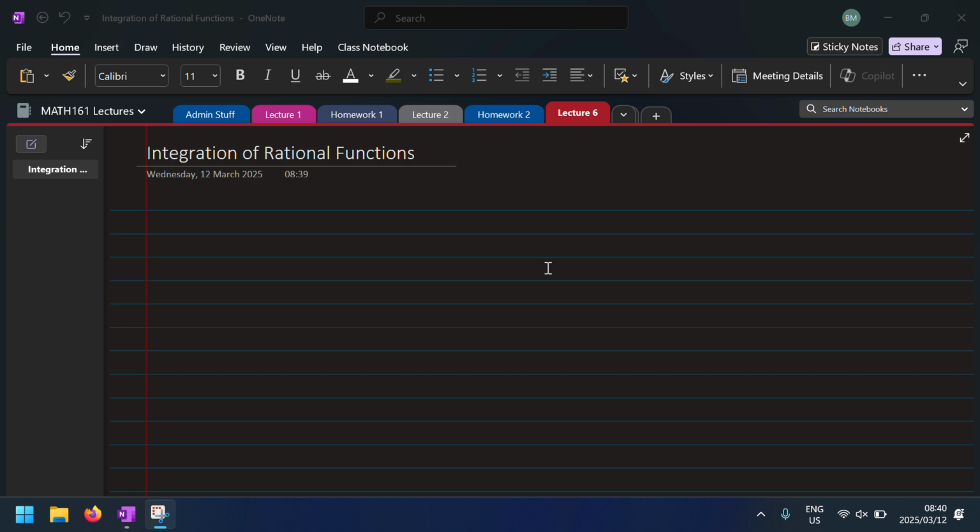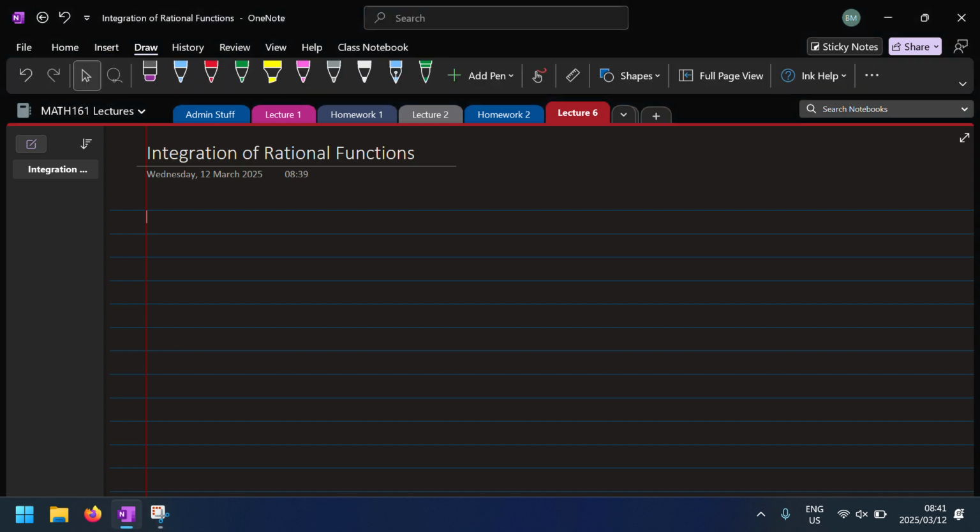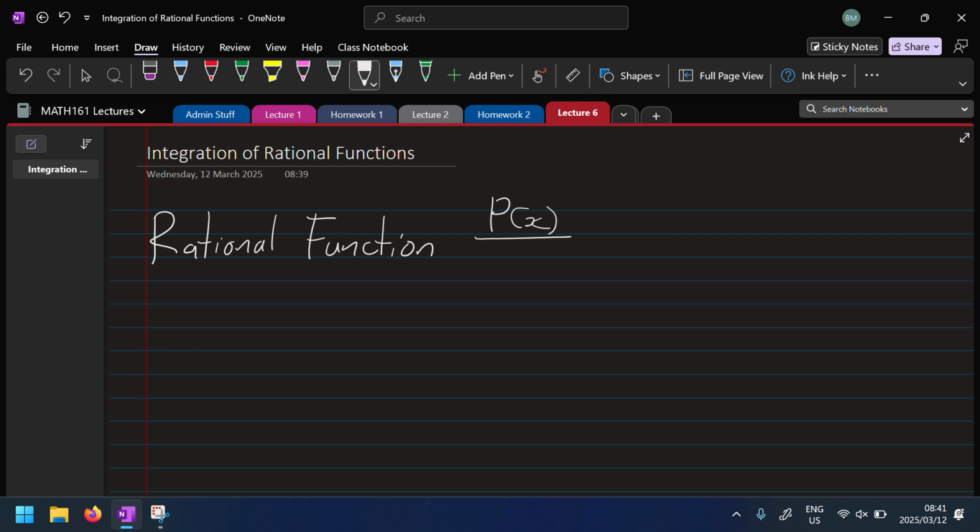Okay, so what do we mean by a rational function? Recall from last year when we did functions, a rational function is some polynomial p of x divided by some polynomial q of x. So some polynomial, quadratic, cubic, whatever, divided by some other polynomial, again, quadratic, cubic, whatever.